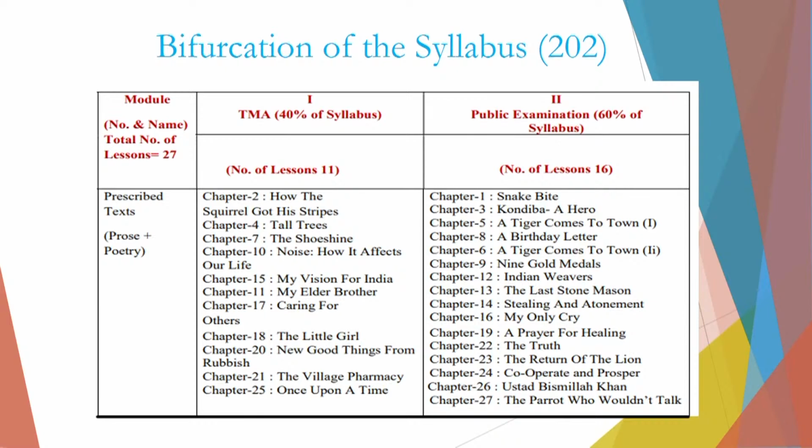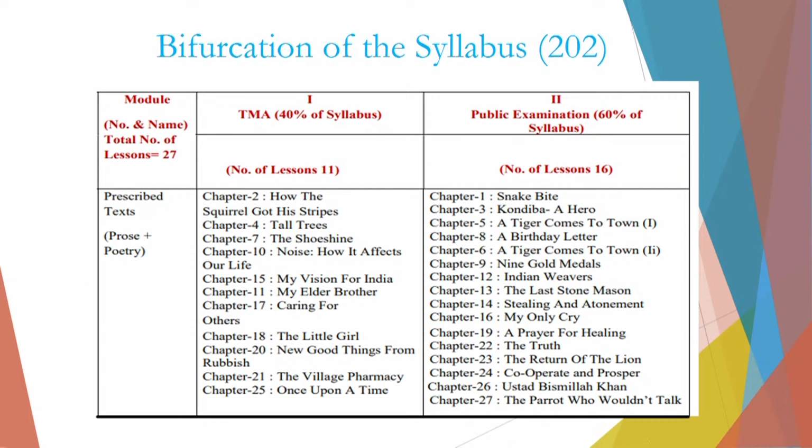Next, we will move on to the question paper design and the bifurcation of our upcoming exam, which will be held in April. First of all, we will look into the bifurcation of the syllabus for Secondary English, code number 202. You can find it on the website as well as at the beginning of your SLM. The total number of lessons is 27, and these 27 lessons are distributed between the TMA, tutor marked assignment, and the public examination.